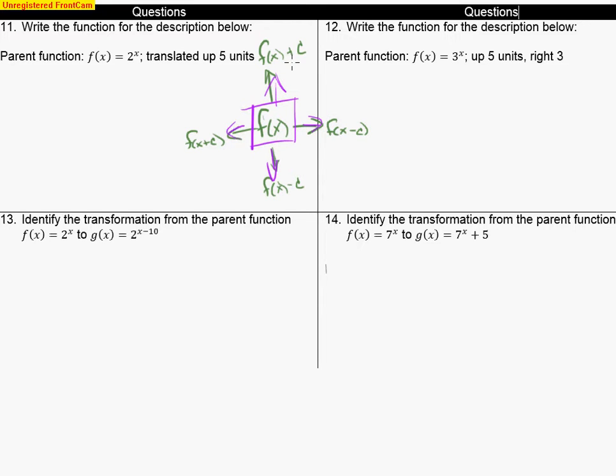If I'm moving up, then I have an addition on the outside. If I'm moving down, I have a subtraction on the outside. Going left and right, I do my subtraction and my addition on the inside.